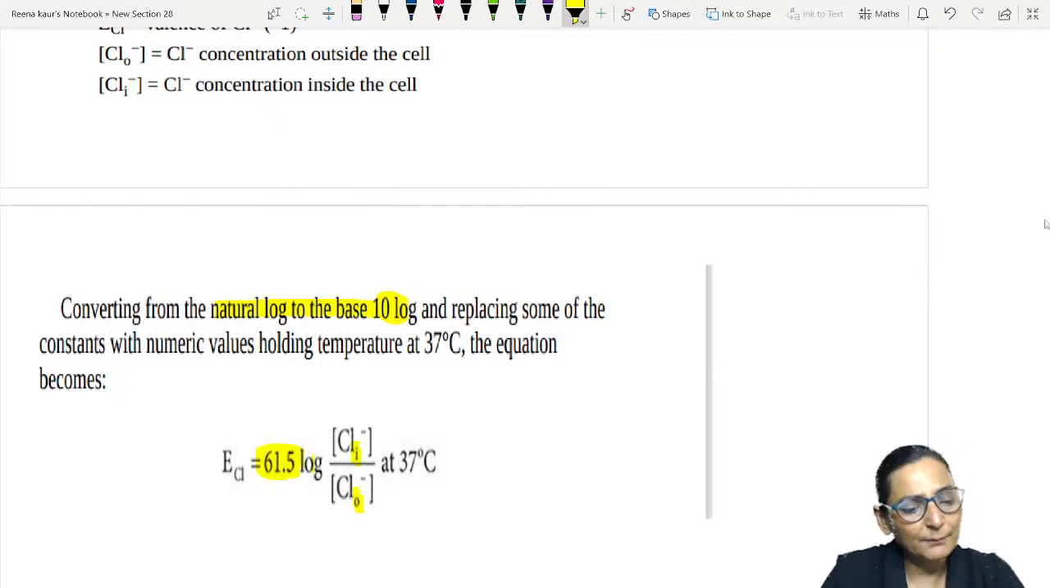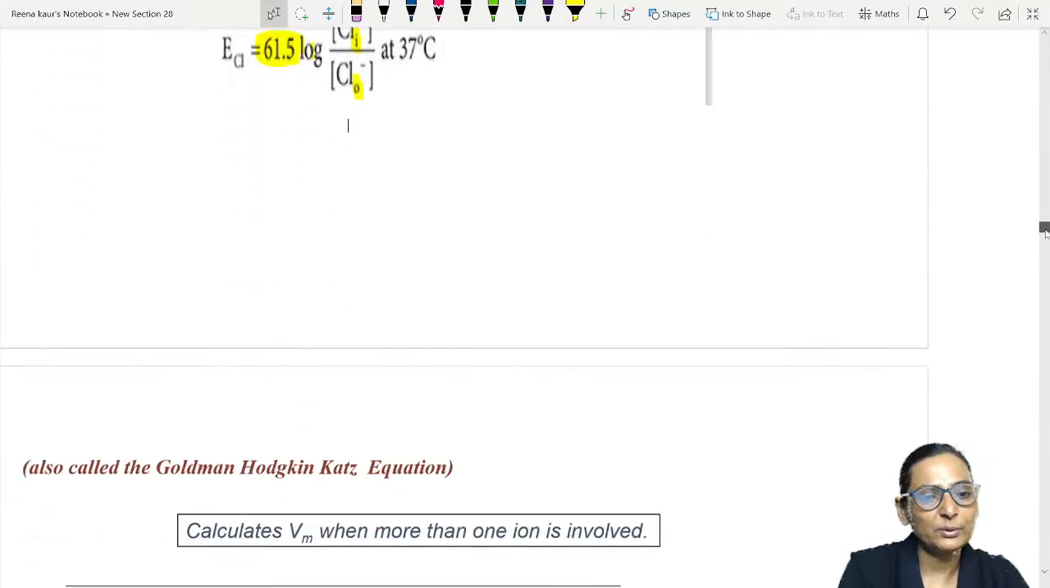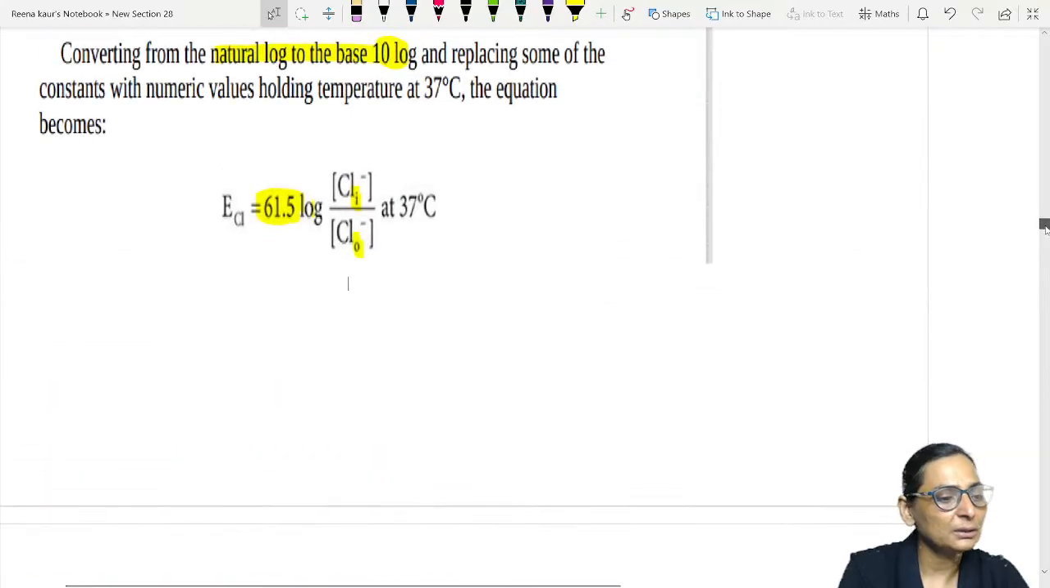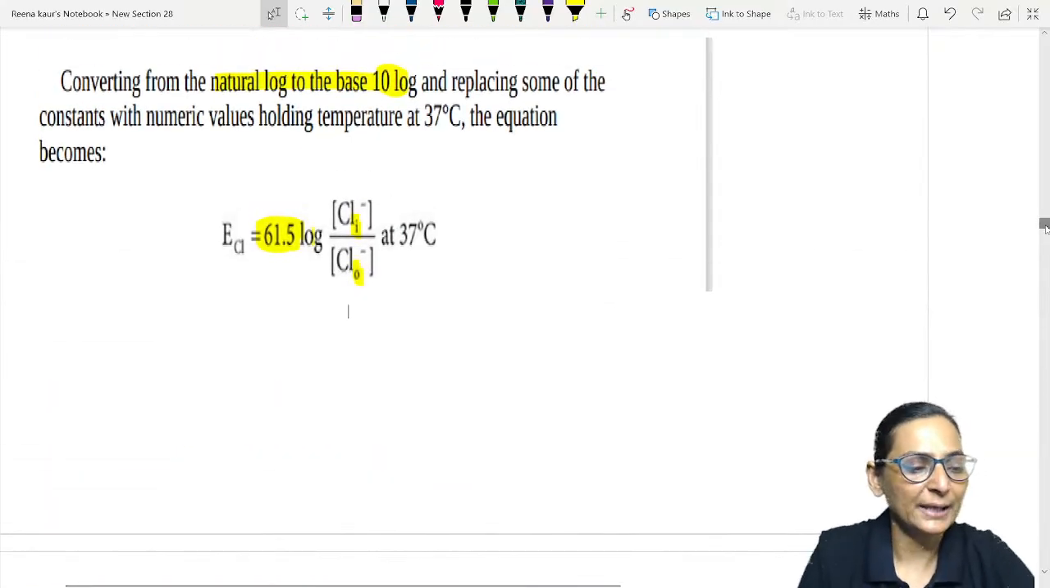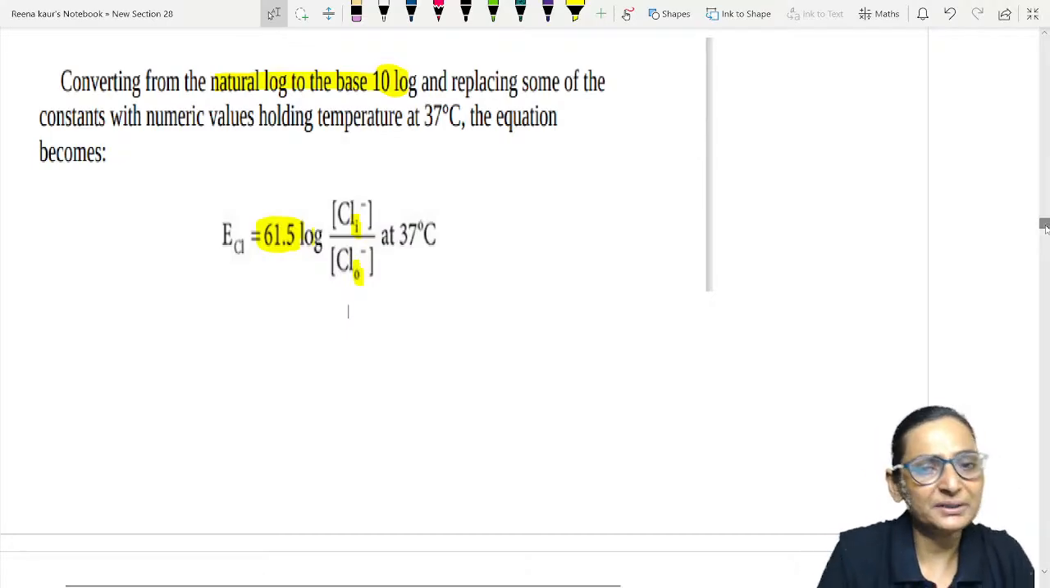So in the same way we can calculate the others as well. So the equilibrium potential for sodium will be 61.5 log concentration of sodium inside by outside. This is how we calculate the Nernst potential. So the first step in calculating the resting membrane potential would be calculation of the Nernst potential for each ion. So we can calculate the Nernst potential of each ion.